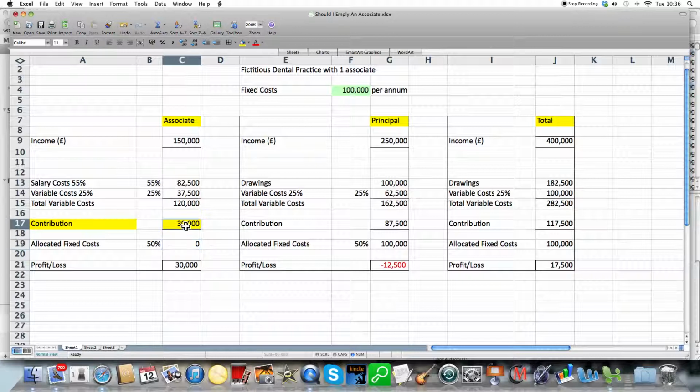This is absolutely crucial, as is this. If you can work out that this guy is going to bring in this, he's going to cost this, and he's going to produce a contribution, then you should employ him.